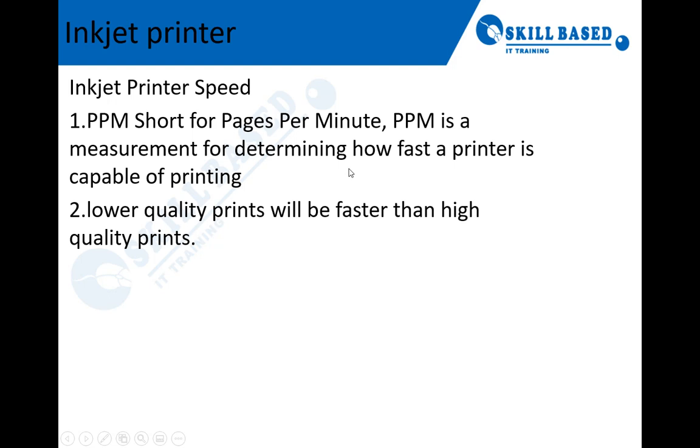Okay, after we talk about the papers, next we'll talk about inkjet printer speed. The speed measurement for inkjet printers is ppm, which stands for pages per minute. ppm is the measurement for determining how fast the printer is capable of printing. Usually normal printers can print 20 or 30 pages per minute. Depending on the quality, if you choose high quality, it may drop to 12 pages per minute, meaning per minute you can only print up to 12 pages. For draft mode, they can print 20 or 30, depending on the printer.